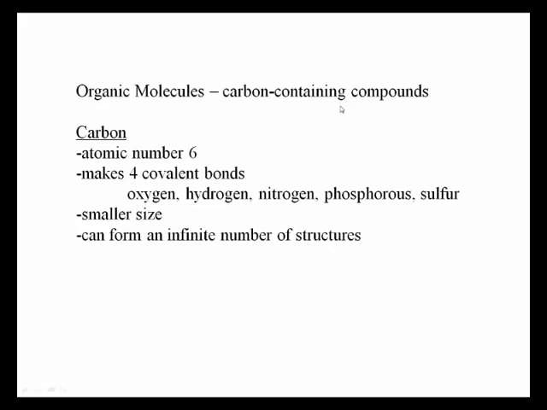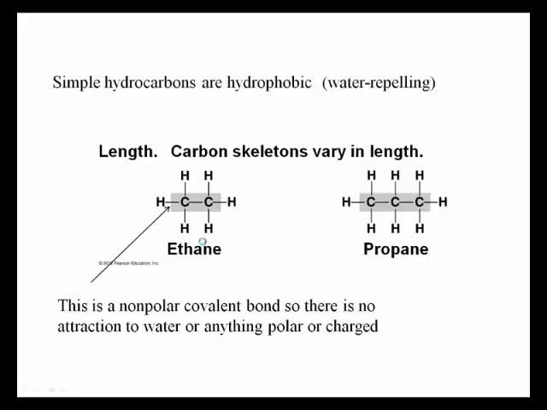These 4 covalent bonds are made with either other atoms of carbon, atoms of oxygen, hydrogen, nitrogen, phosphorus, or sulfur. So what we're going to see are these large molecules that are based in carbon, and very often based in long chains of carbon with also covalent bonding to these other types of elements. Carbon as an atom is a relatively small size, and it can form an infinite number of structures, and these are the structures that I'm going to go through now.